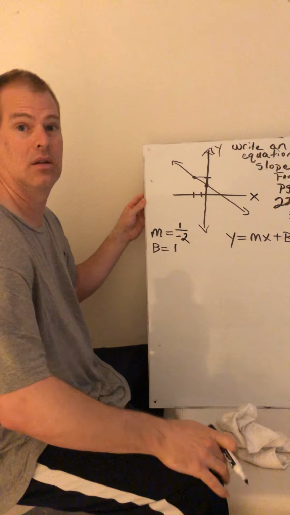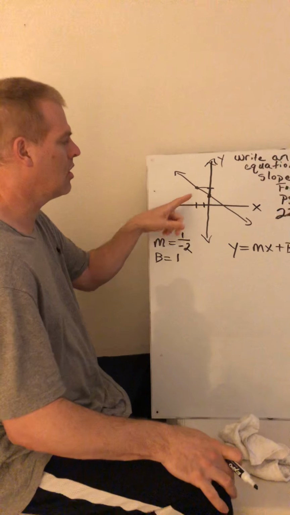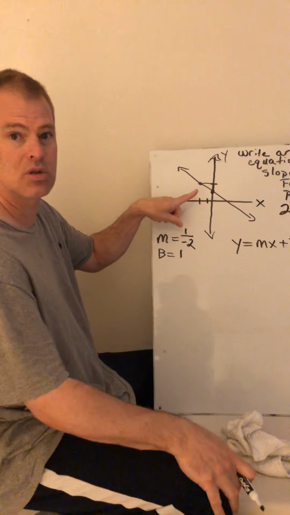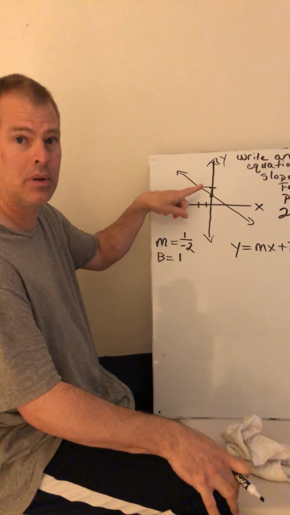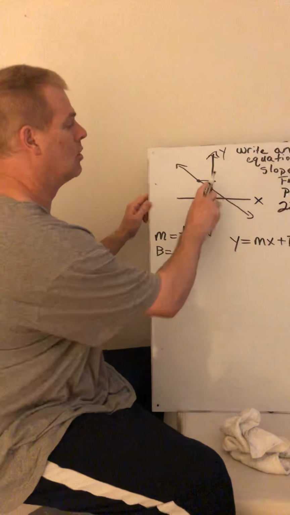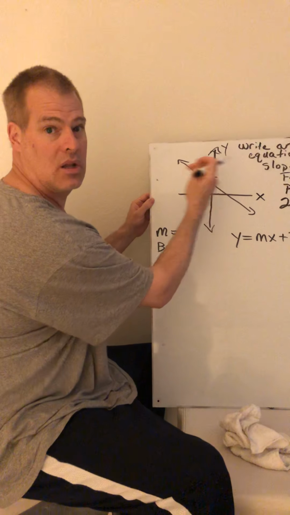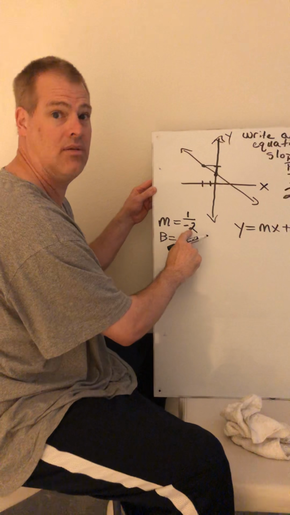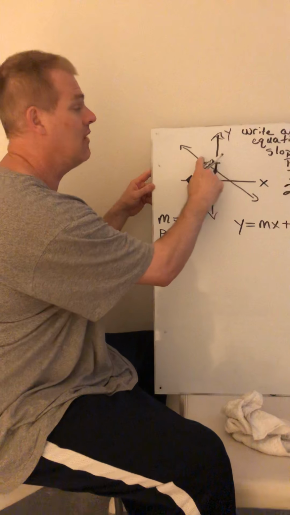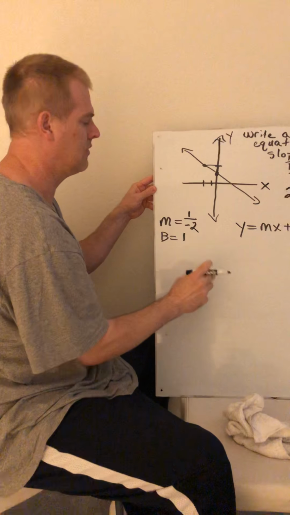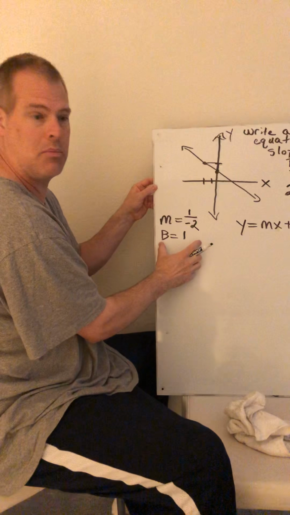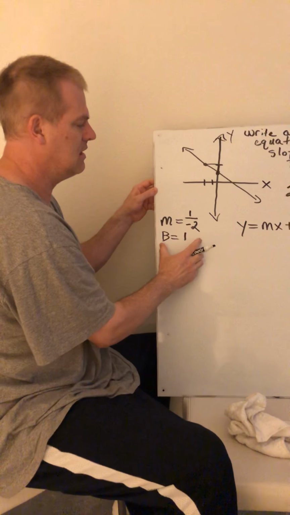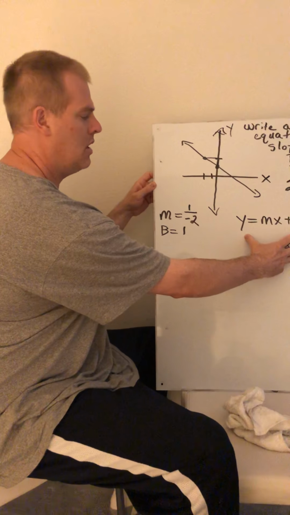So again, we can do it two ways by going up or down, but I've always told you guys to always go up and then either go to the right or go to the left. If you go to the right, the bottom number will be positive. If you go to the left, the bottom number will be negative. So again, here's my m and b. All I have to do is take this and rewrite it into my equation.